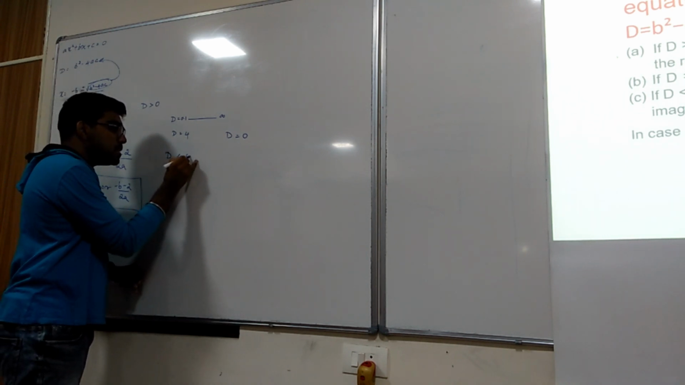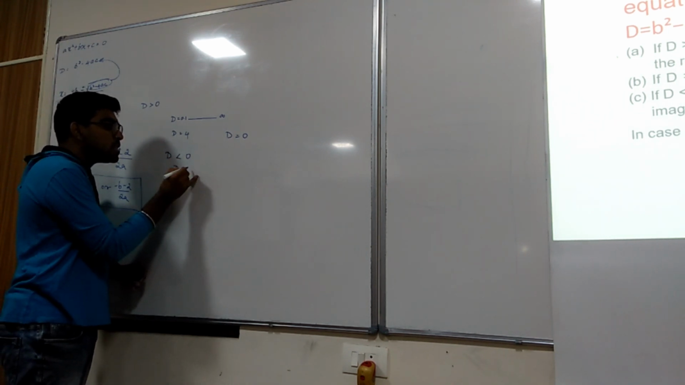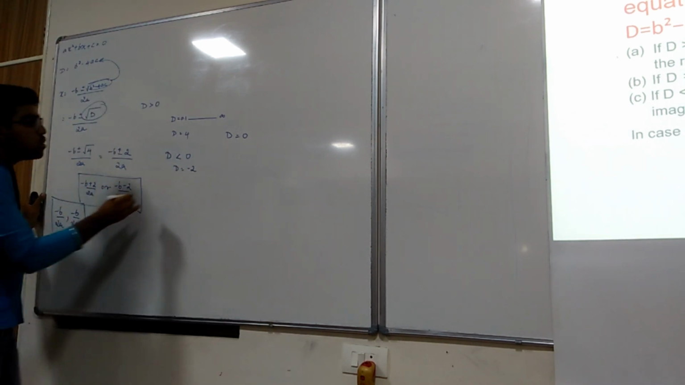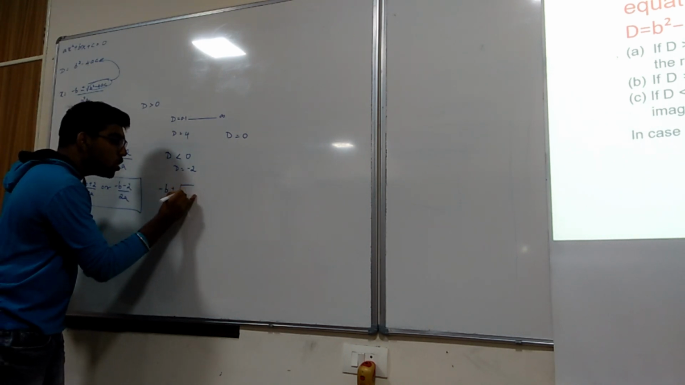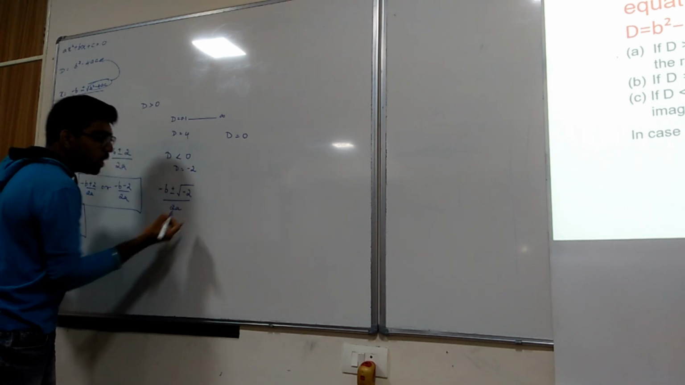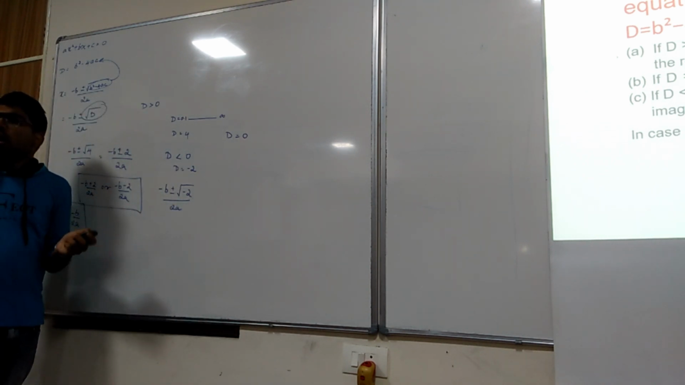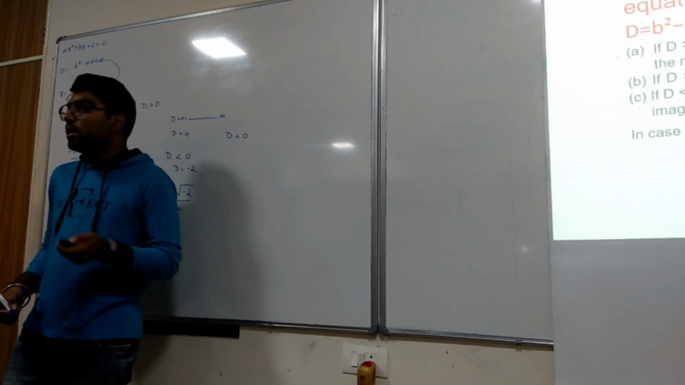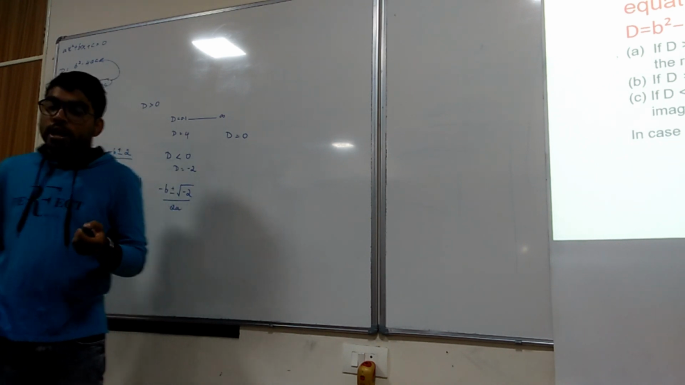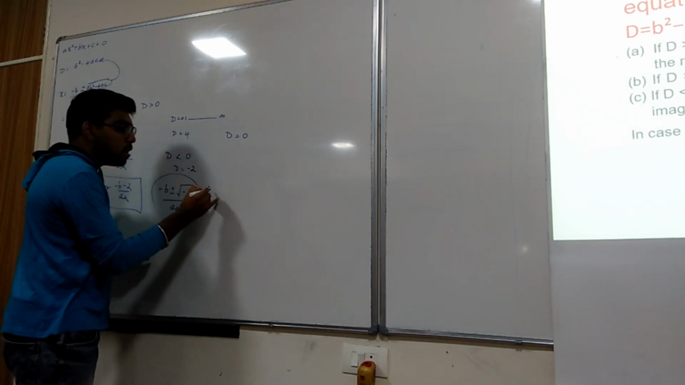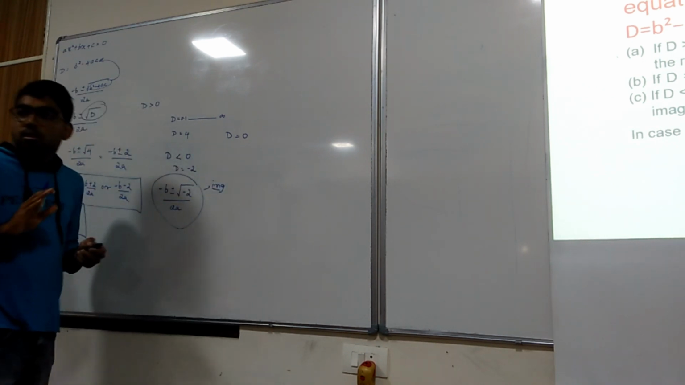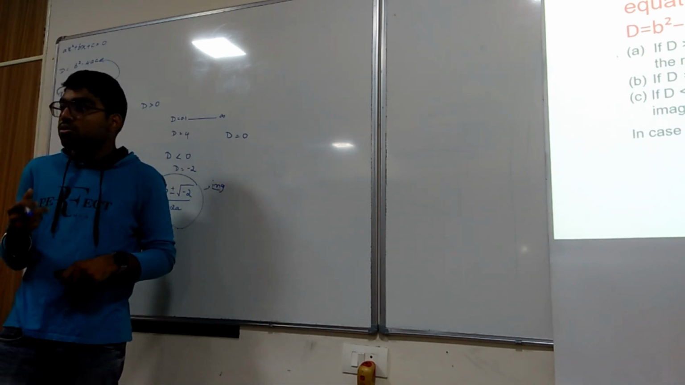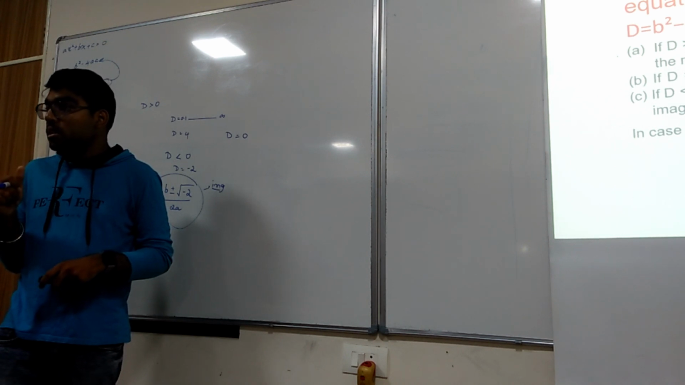If D is less than 0, assume I take D as minus 2. So minus b plus or minus root of minus 2 divided by 2a. Is a root of a negative number possible? No. Roots of negative numbers are imaginary. So this solution will be imaginary. How will you write the imaginary solution?